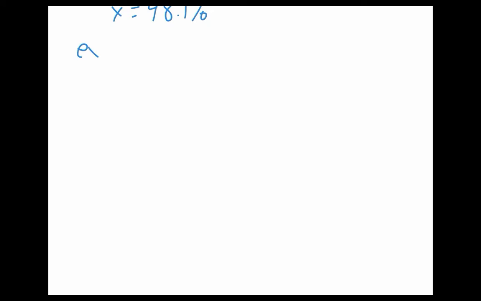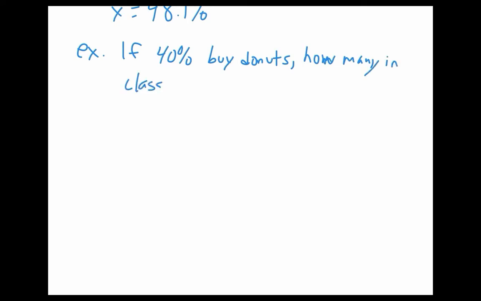It's the way that'll help you more when you start hitting Algebra 2 and stuff. I'm going to say if 40% of the class buy the teacher donuts, so if 40% buy donuts, the rest of the problem should be how heavy would I be? Okay, 40% of the class buy donuts. How many students in a class of 20 buy donuts?